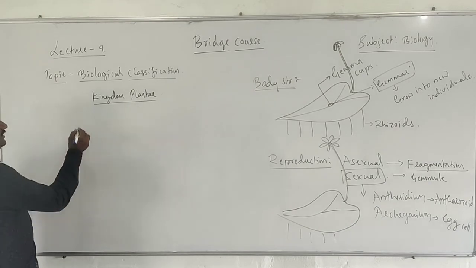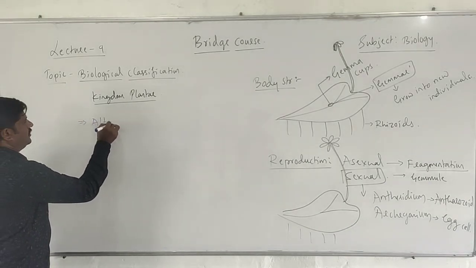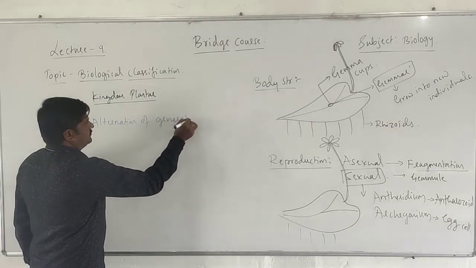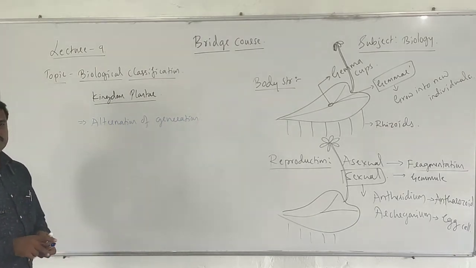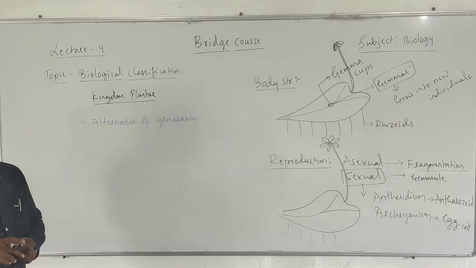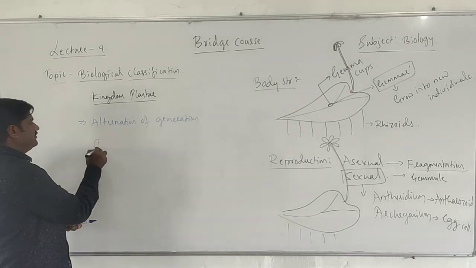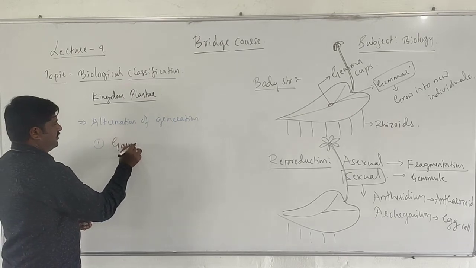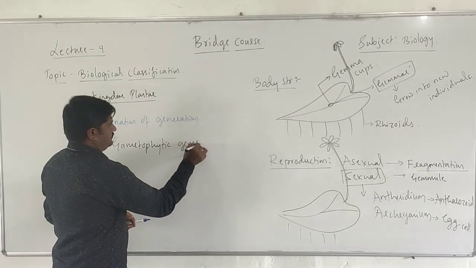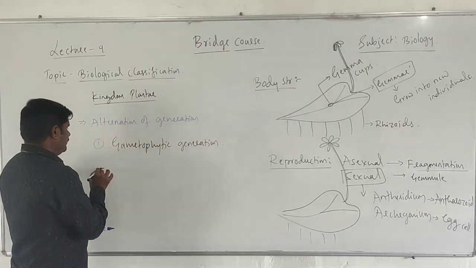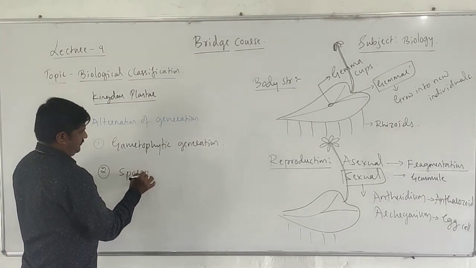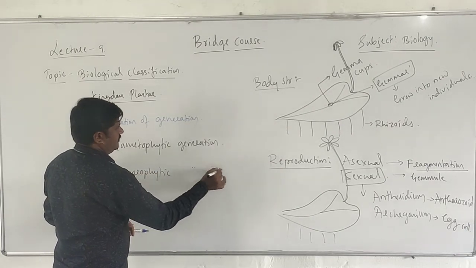The next characteristic feature is alternation of generations. Alternation of generations means that in these plants we come across two generations. One generation is the gametophytic generation, and the second generation is the sporophytic generation.